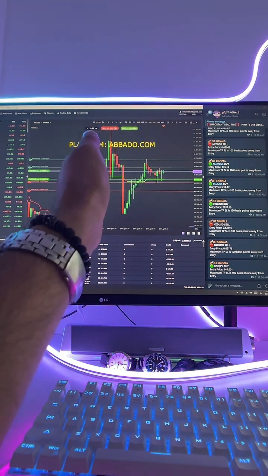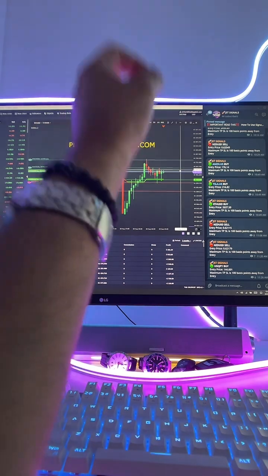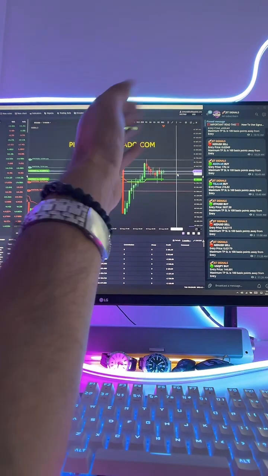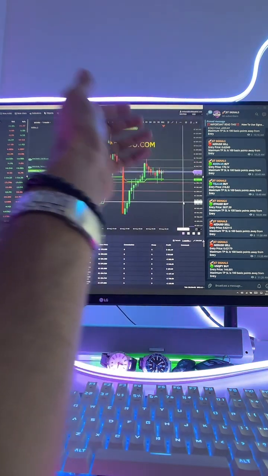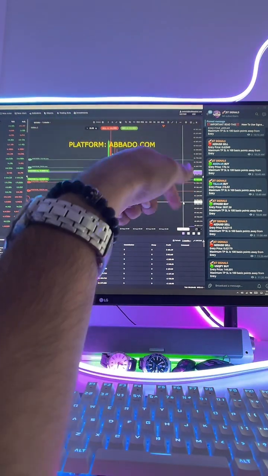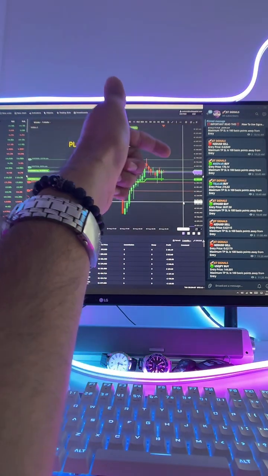J3 is saying, but isn't this a lagging indicator? I don't find it to be lagging at all, actually. What I do is I use it as a confirmation with the range bars, and I'll go through that with you as well, J3, right now.